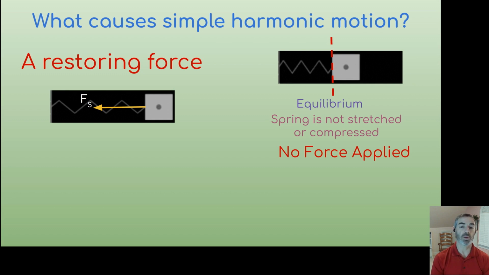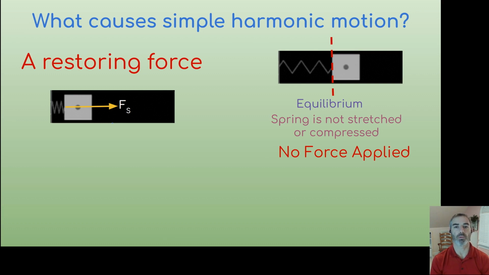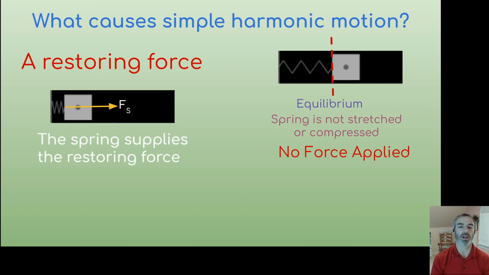As it moves back towards the center, this force is going to be decreasing. Then as it reaches the center, the force decreases to zero, but then increases as it starts to compress, and reaches a maximum value when it's compressed. And we have that force pushing back towards equilibrium. So the restoring force is always pulling back towards equilibrium, which is what causes simple harmonic motion.